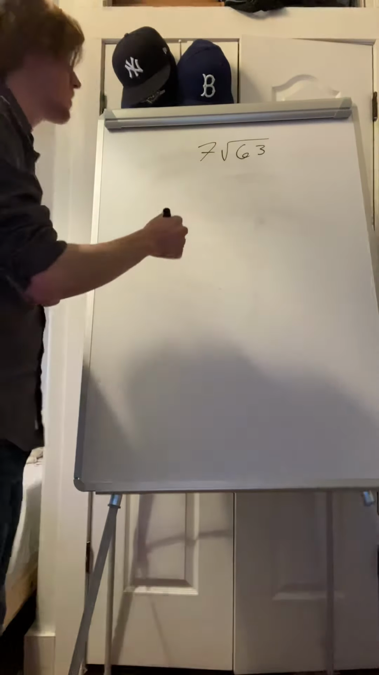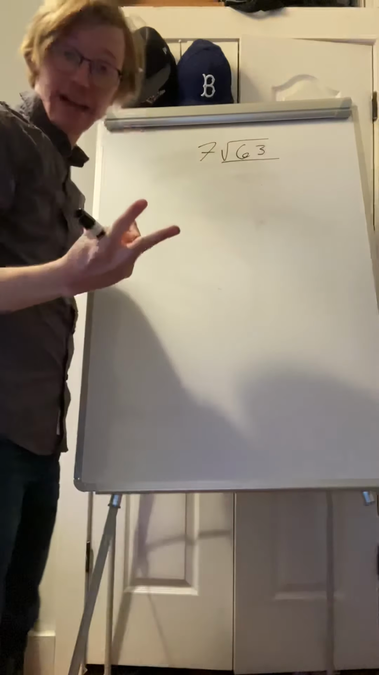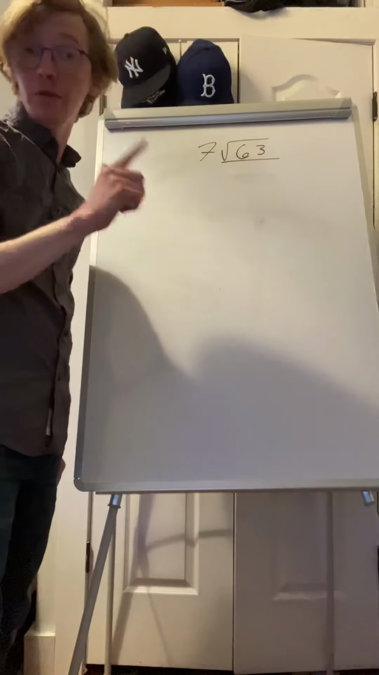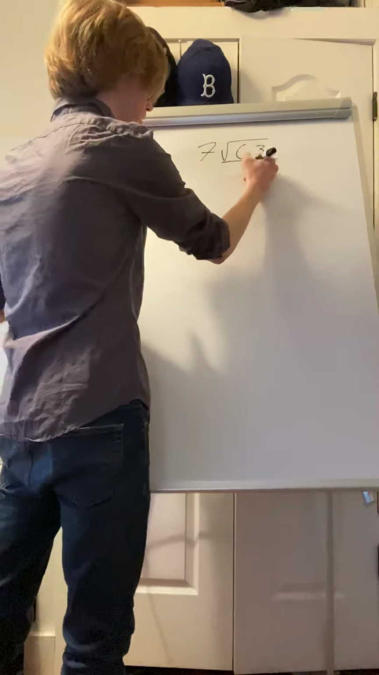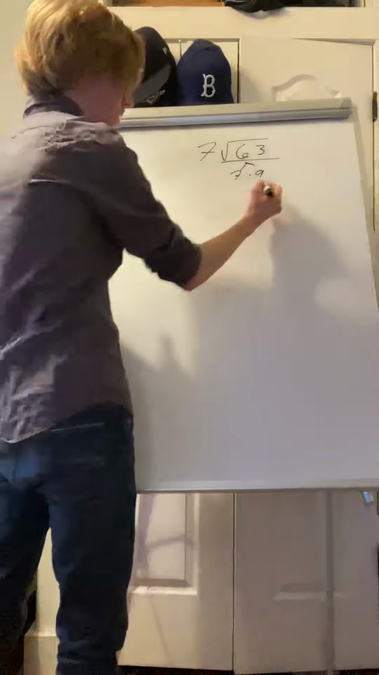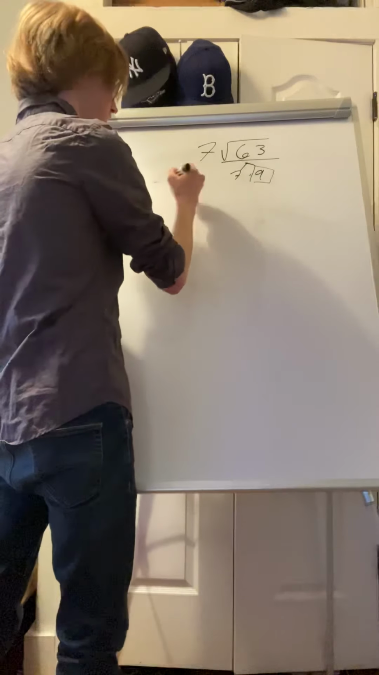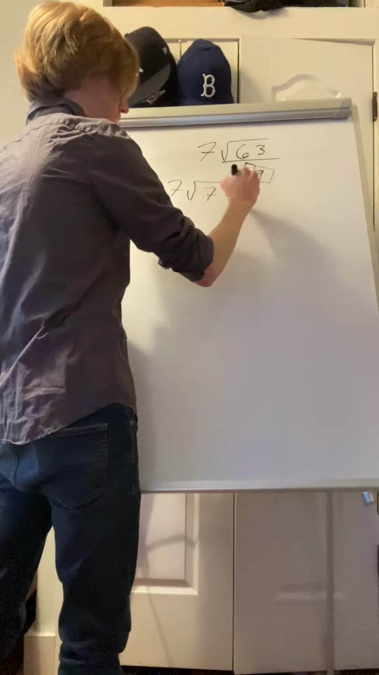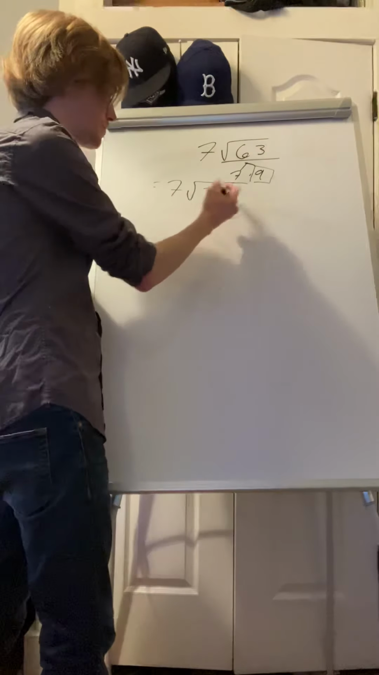All right, so the square root of 63. What are 2 factors you can multiply to get 63? Well, fortunately, I know off the top of my head one that includes a perfect square. 7 times 9 is 63. So 9 is a perfect square. So this can be rewritten as 7 times the square root of 7 times 9.